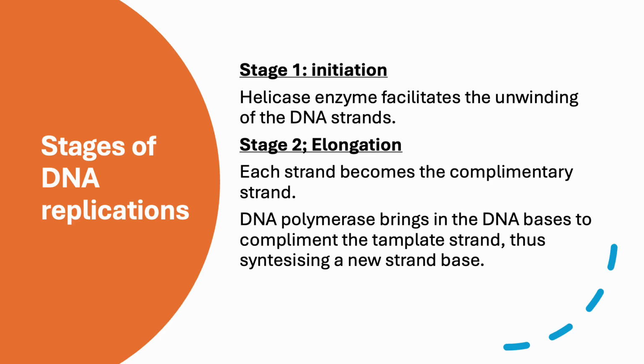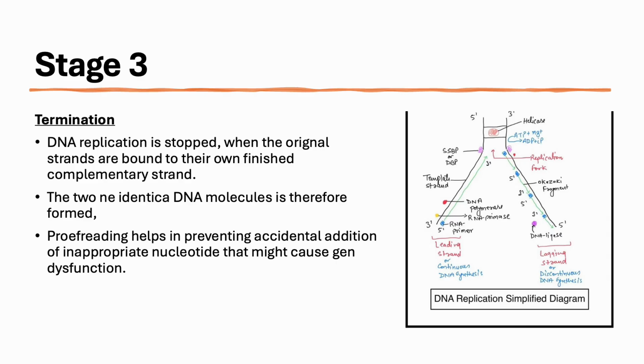Initiation is the first stage during DNA replication. We said the helicase enzyme facilitates unwinding of the DNA strand. Then stage 2, elongation, where the DNA polymerase brings the DNA bases to complement the template strand, synthesizing a new base strand. The 3rd stage is termination, where the DNA replication is stopped when the original strands are bound to their own finished complementary strand, so two identical DNA molecules are formed. Proofreading will help prevent accidental addition of inappropriate nucleotides that might cause genetic dysfunction. This is done by the DNA polymerase.